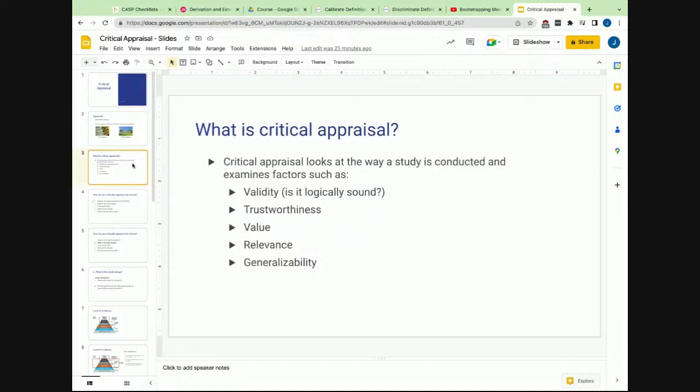And so what does it mean? A critical appraisal looks at the way a study is conducted and examines factors such as validity, meaning is it sound? Is it logically sound? Is it trustworthy? What's the value? What's the relevance? And is it generalizable?